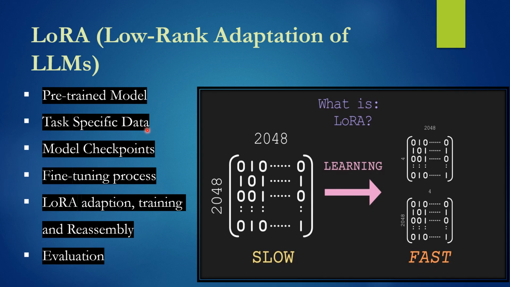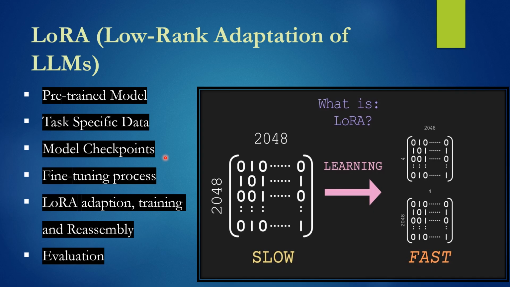Then we have model checkpoints. So here we will use the pre-trained model as the starting point and then periodically save checkpoints of the model during training. And these checkpoints allow you to adapt the model to the new task without retraining the entire model from scratch. Then comes the fine-tuning process. So we fine-tune this pre-trained model by training it on the task-specific data using those saved checkpoints. So the model will gradually adapt to the new task or the domain while retaining its general knowledge from the pre-training.